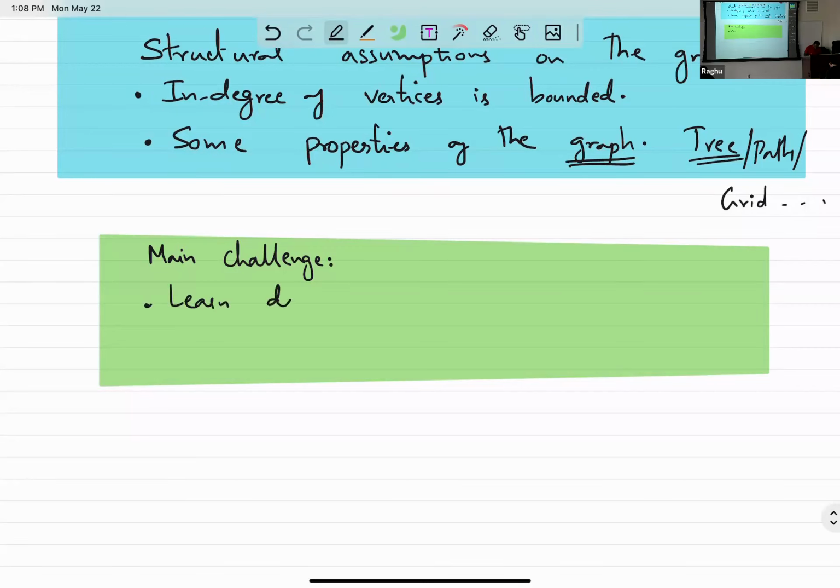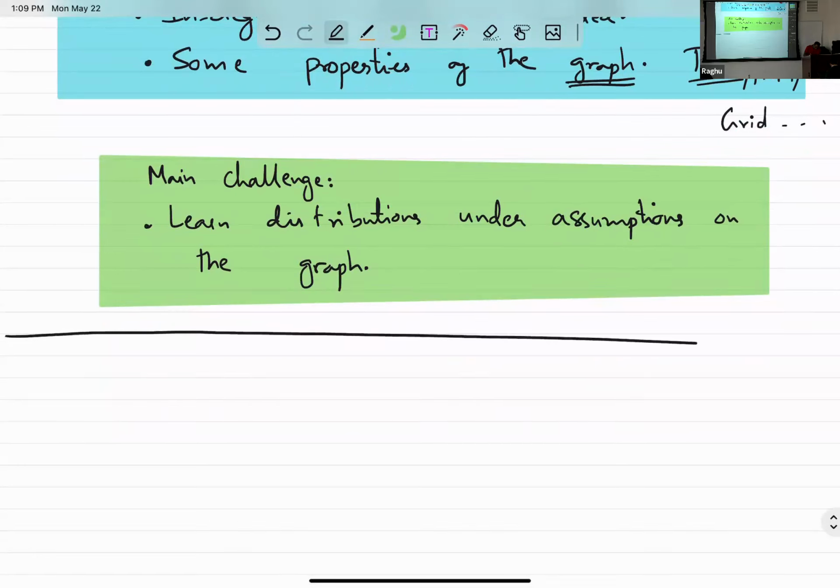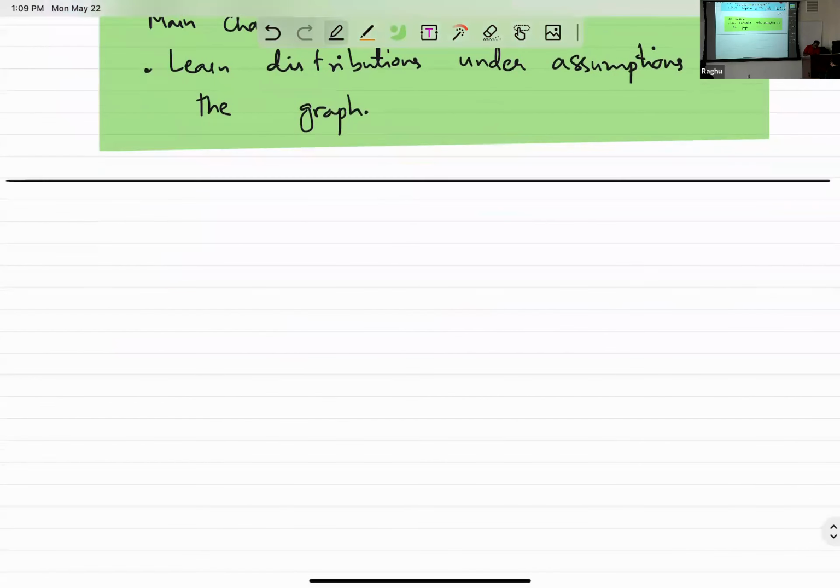Learn distributions under assumptions on the network. Okay. So the bounded degreeness is one assumption. It's actually not that helpful. I mean, it is helpful, but not in all cases. The case of a tree, on the other hand, is very nice, and that's what we're going to study.